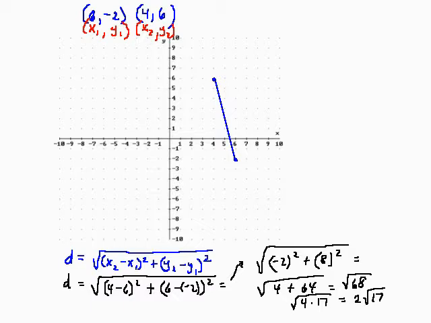Now, where does this formula, this long, nasty-looking formula, come from, this distance formula? Well, I'm going to go ahead and we'll take some other pretty colors here.